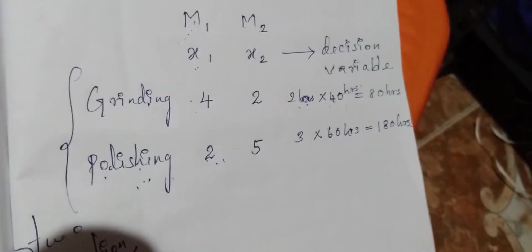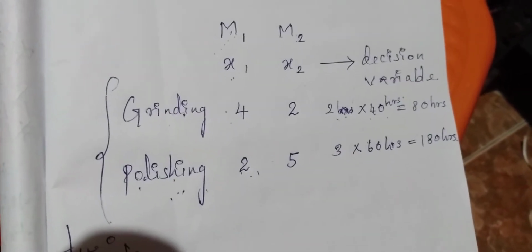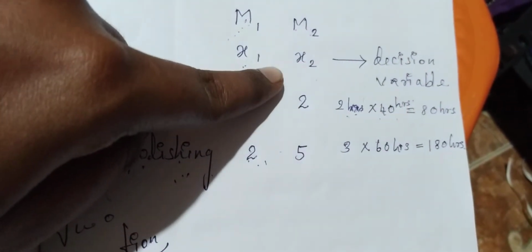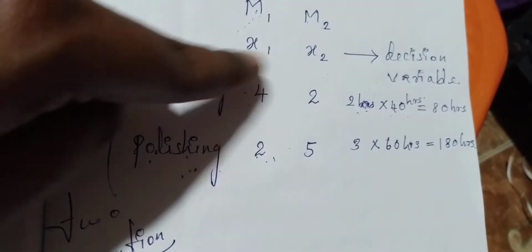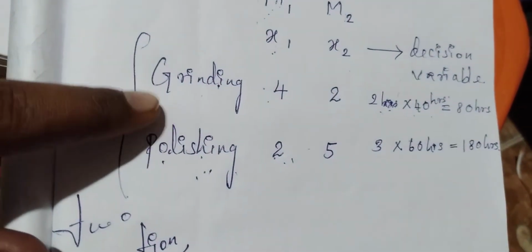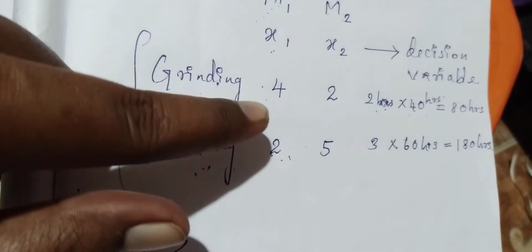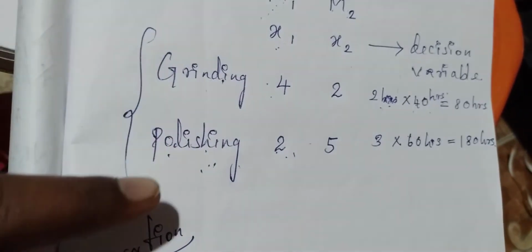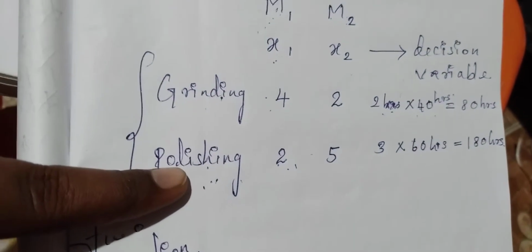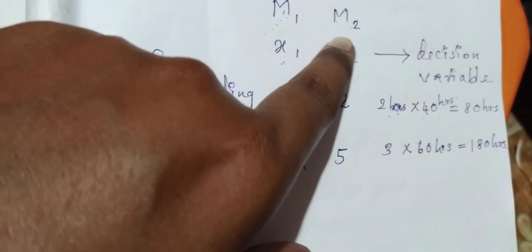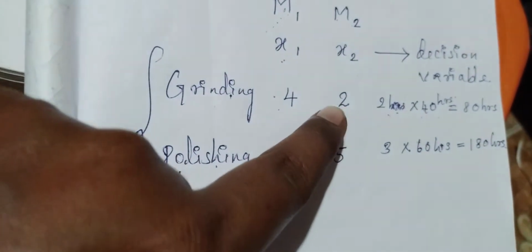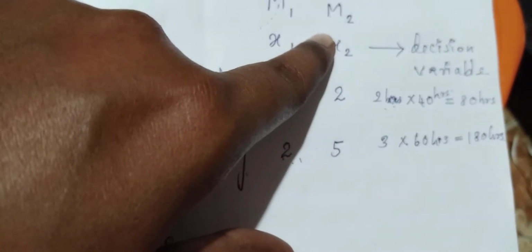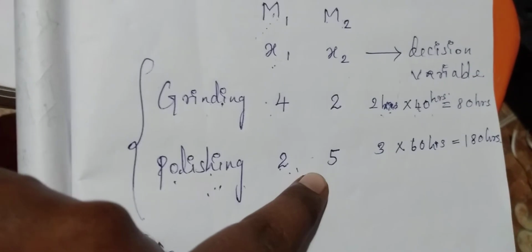From this, I would like to conclude: they have given 2 models M1 and M2. First, we have written the decision variables x1 and x2. For M1 model, they have given 4 hours of grinding, and the same M1 model requires 2 hours of polishing. And then next one is for M2. In the question they have given 2 hours of grinding. Same M2 requires 5 hours of polishing.